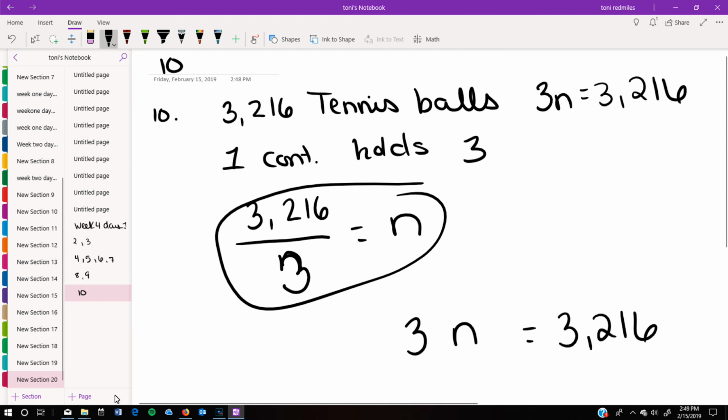All right, so to solve, this is being multiplied, so I have to divide by 3 on both sides, and n equals 1,072. We manufactured 1,072 containers of tennis balls in that day.